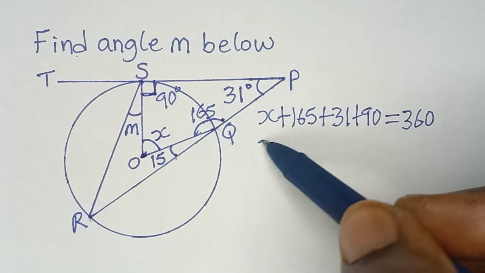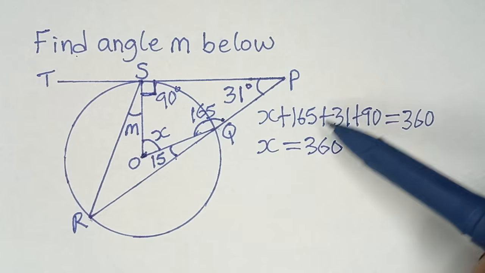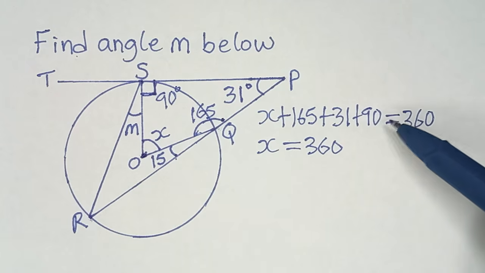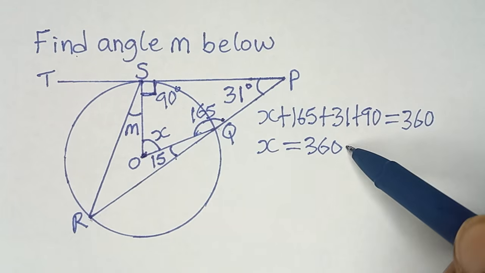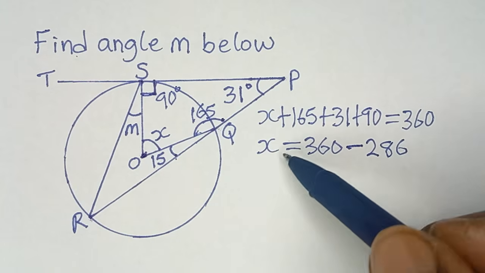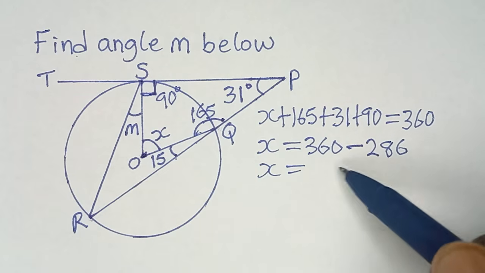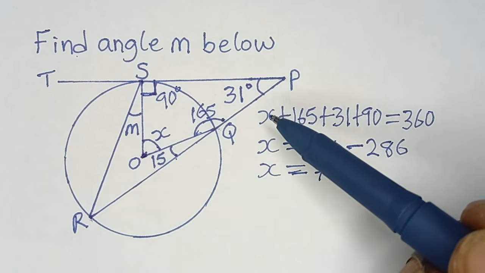So from there, I can simply say X will be equal to 360 minus the sum of the other angles. 165 plus 31 plus 90 is going to give us 286. When the 286 comes to this side, it becomes minus 286. And that will give us the value of angle X as 360 minus 286, which is 74 degrees. So this angle at the center here is 74 degrees.